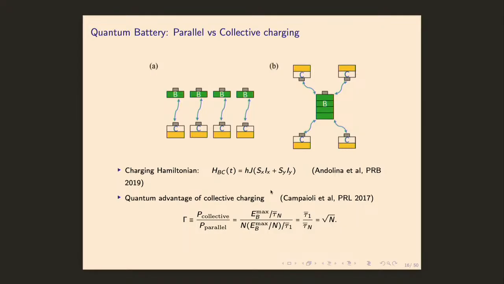The charging time, so tau 1 by tau n, varies as square root of n. That means this charges root n times faster than that configuration, the battery charging. So that was shown theoretically, and we wanted to test this experimentally. N is the number of chargers.